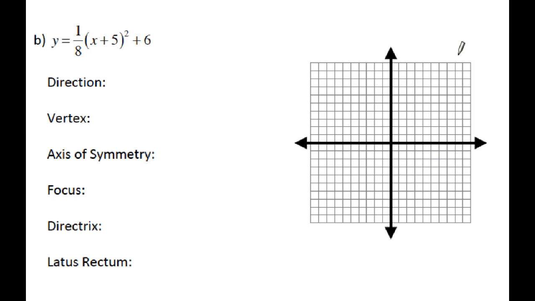For the second one, we're going to do the same thing. Check to see if it's in standard form. This is in standard form. This one's also opening up because my A is positive. My vertex is going to be -5, 6. Axis of symmetry is going to be x equals -5. So I can go ahead and plot my vertex. I can draw my axis of symmetry.